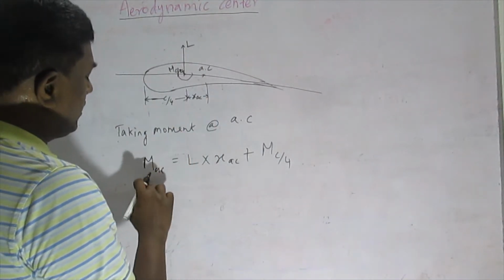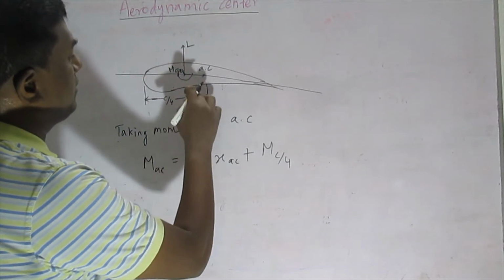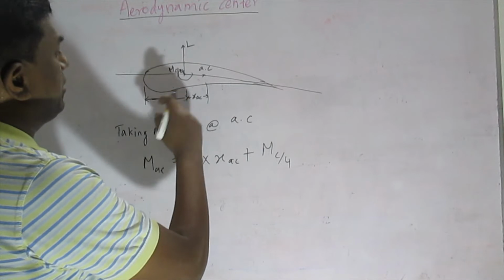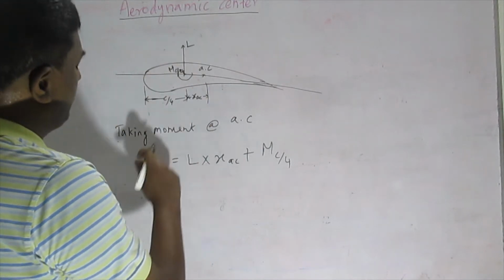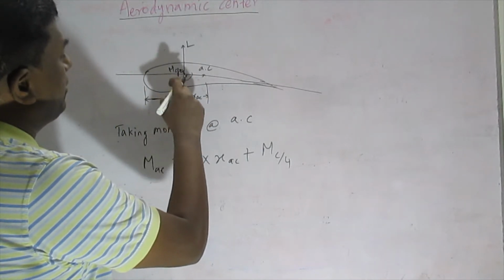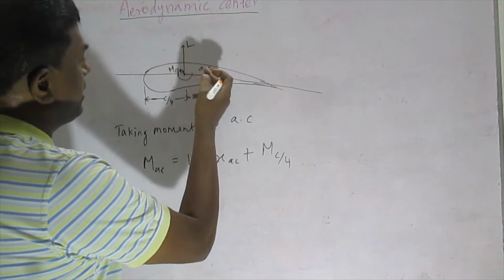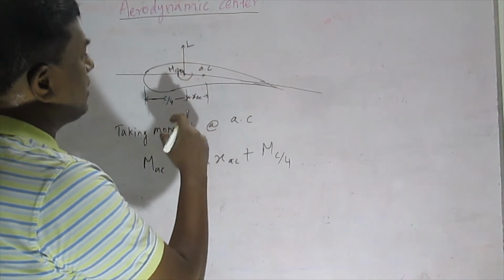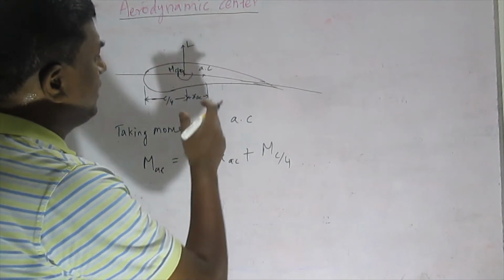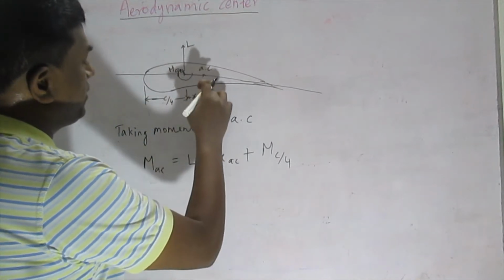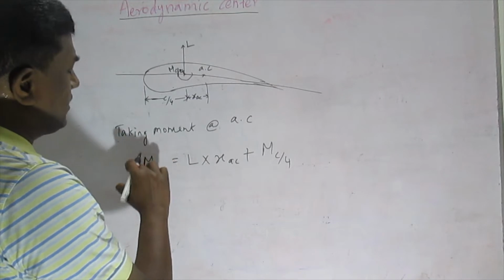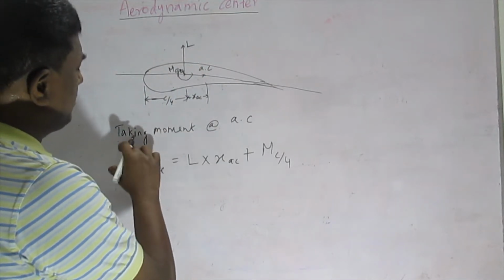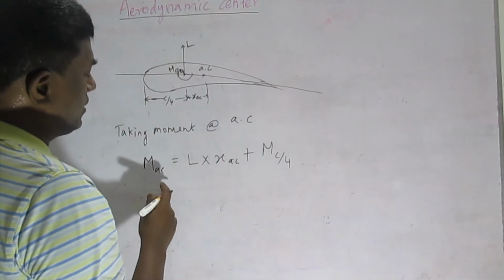It is something like what we calculate in our shear force and bending moment diagram. If you want to calculate the moment at any point, let's say here it is the aerodynamic center. If it is any other point like A, B or C, with respect to that point we will be finding the moment. Like that only, we have taken moment about the aerodynamic center.